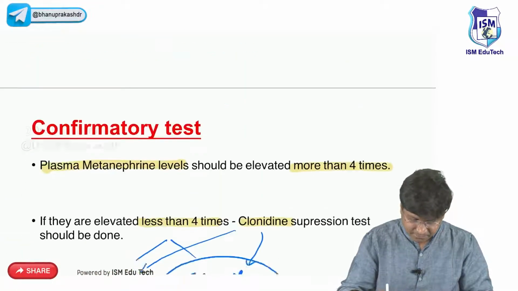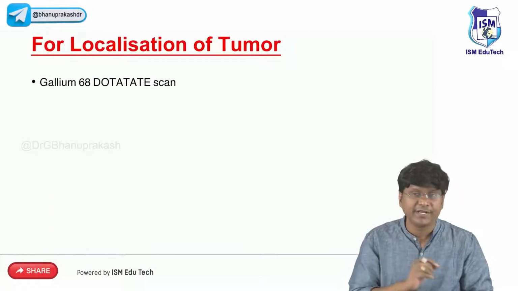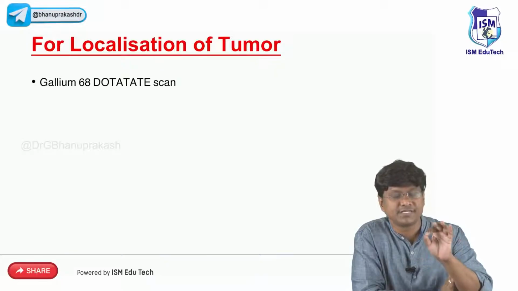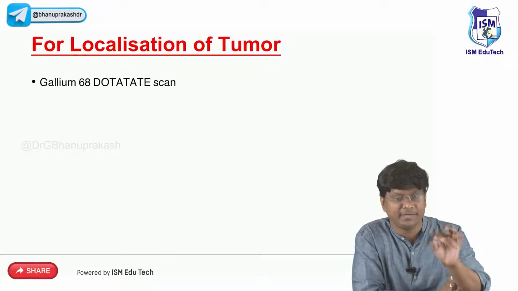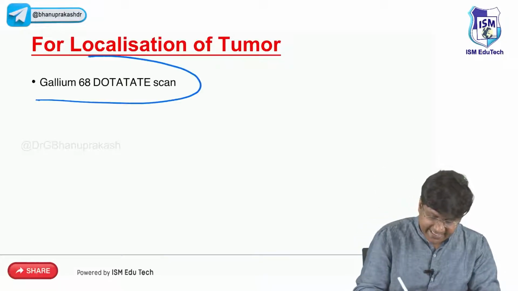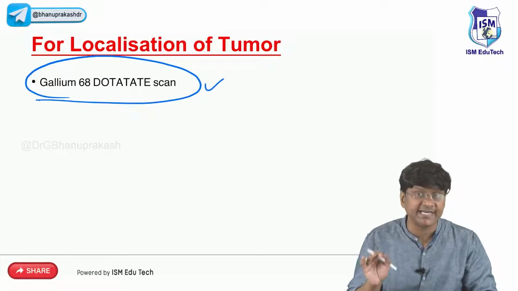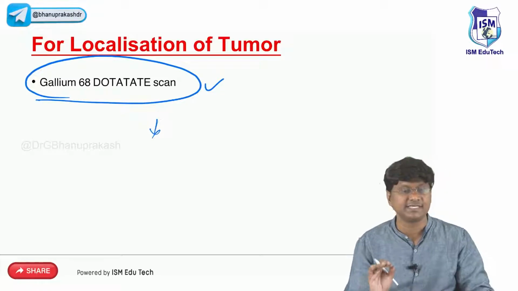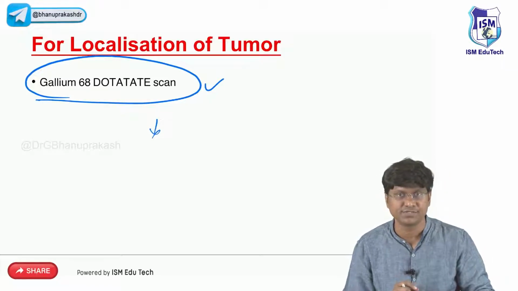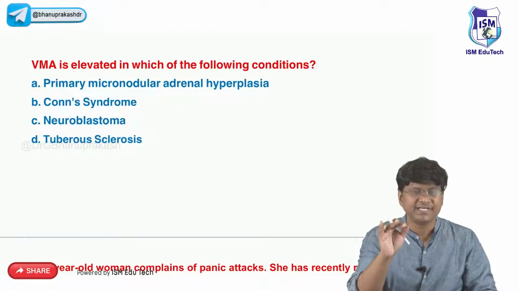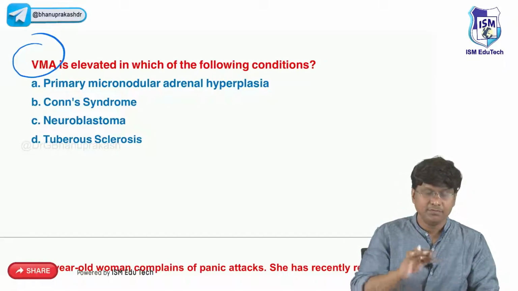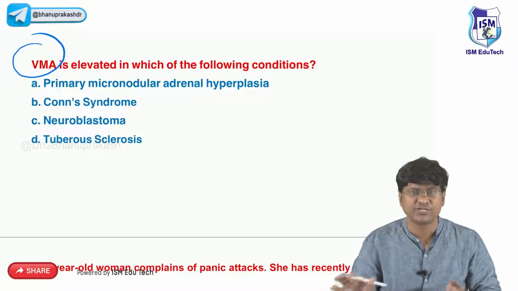Next, if you take the localization of the tumor, extra-adrenal pheochromocytomas are localized predominantly by the gallium-68 DOTATATE scan. That is the most sensitive scan for localizing extra-adrenal pheochromocytoma. Now, the urinary metanephrine that we were measuring, that is VMA. VMA is definitely elevated in pheochromocytoma, no doubt in that.